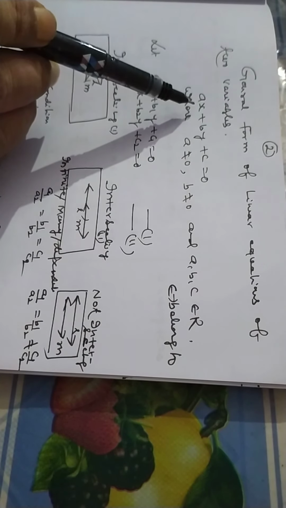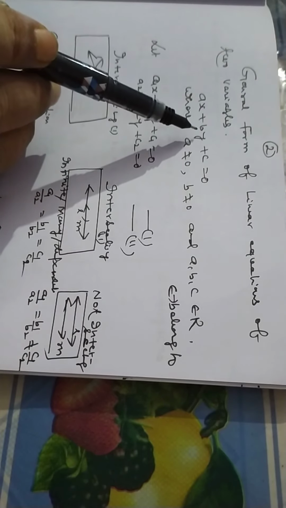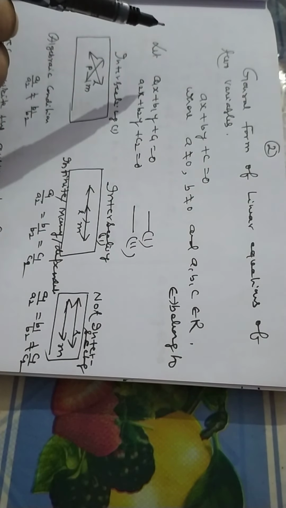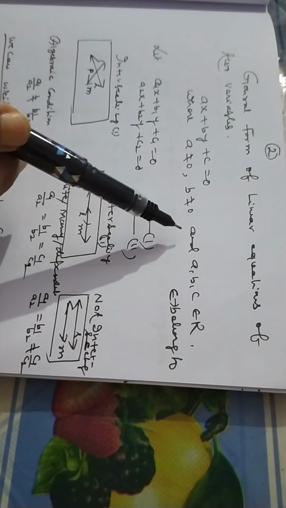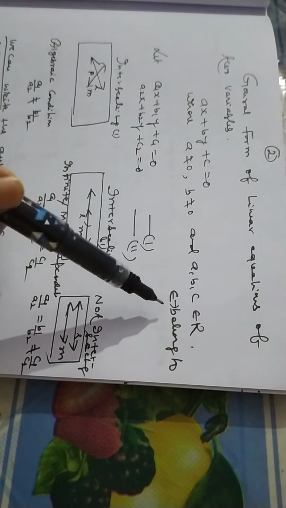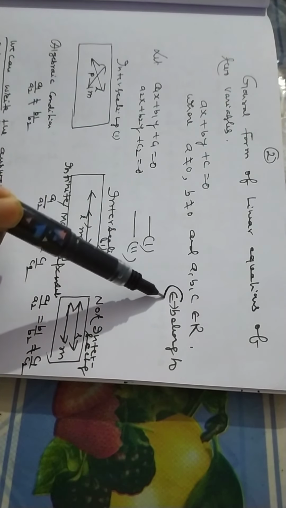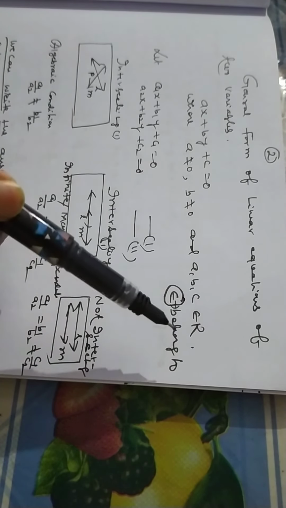As you know, the general form of linear equation of two variable is ax plus by plus c is equal to 0, where a is not equal to 0, b is not equal to 0, and a, b, c belongs to real number. This symbol is for belongs to.